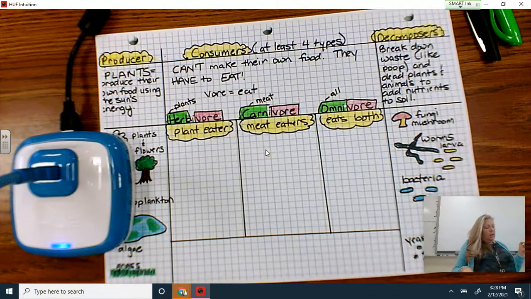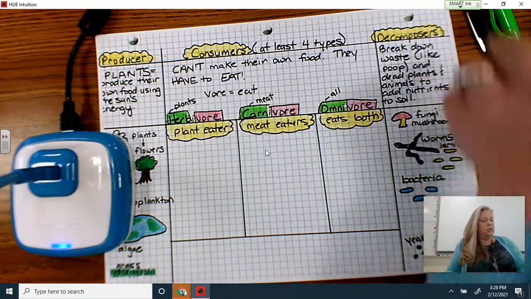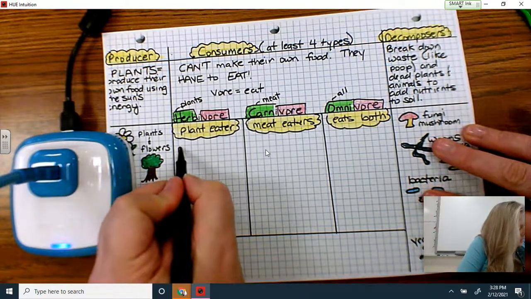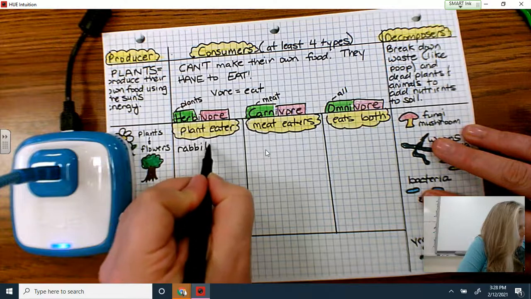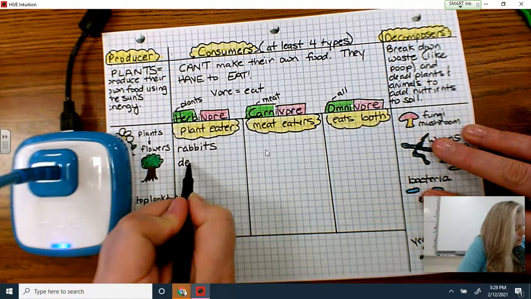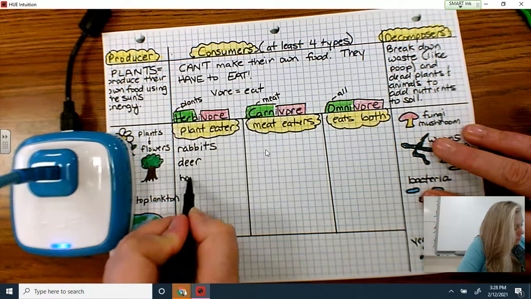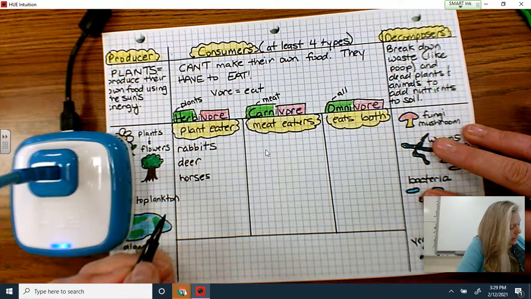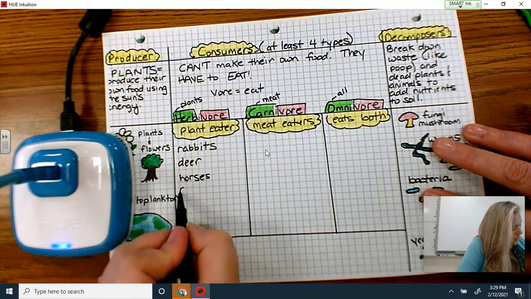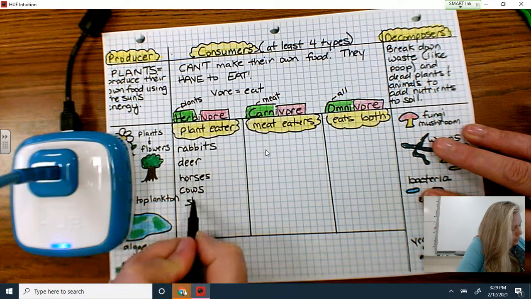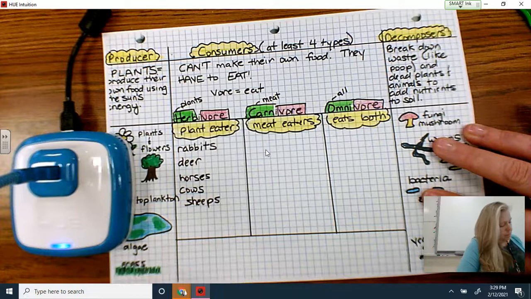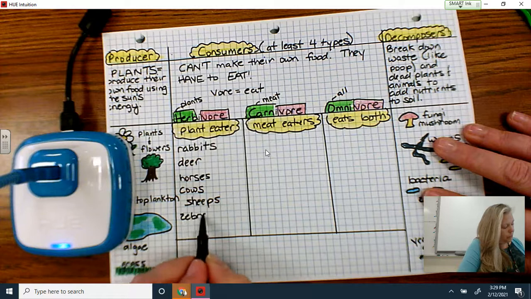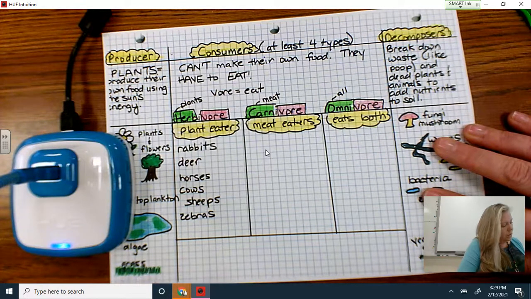All right. And then the last, well, let's go ahead and just put some plant eaters in because it's important to know which animals are plant eaters. For instance, rabbits are plant eaters. So are deer, horses, cows, sheep. They're all herbivores, plant eaters. Most farm animals, except for chickens and pigs. What do you think? Am I missing something? Zebras. All right, those are all herbivores.